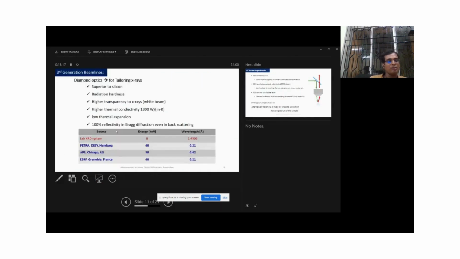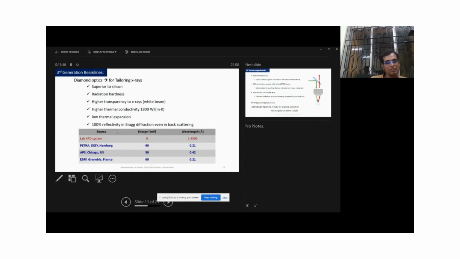Third, coming to the important topic, diamond optics are used for tailoring the X-rays. Diamond is superior to silicon in terms of radiation hardness, high transparency, and high thermal conductivity, with low thermal expansion. So diamond is the best material for achieving high pressure and also for X-ray transparency.